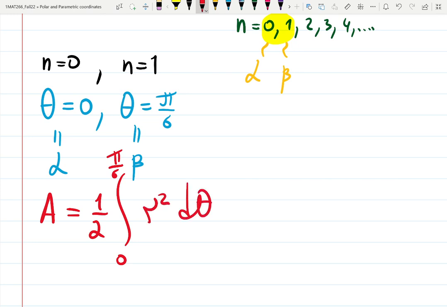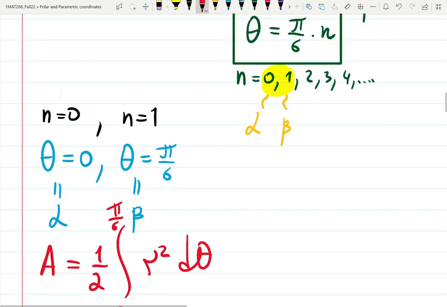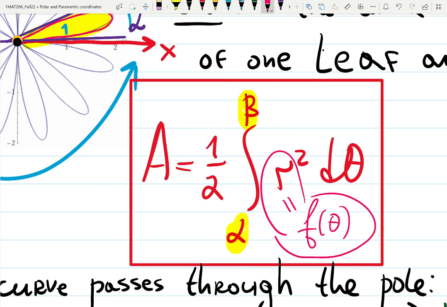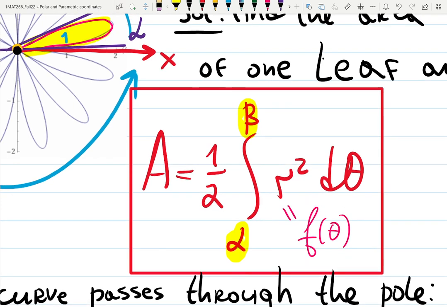Who knows why I put r squared inside? It's the formula, the formula of the area. Here it is. We just need to find these two, everything else is there. R squared d theta. The thing is, we don't know yet until we hit calculus 3 how to integrate r squared when integration happens in terms of theta. This is multivariable calculus. Thus, we need to rewrite r as a function of theta. Do we know the connection between r and theta?